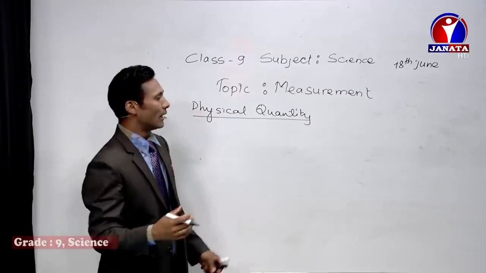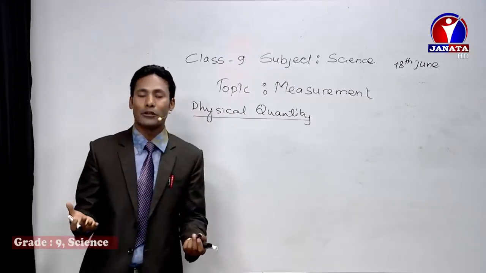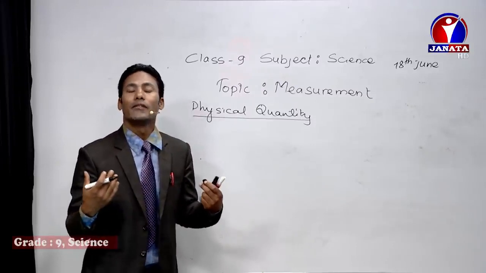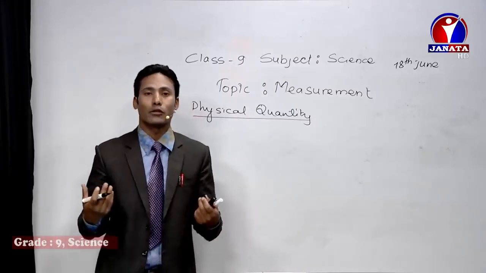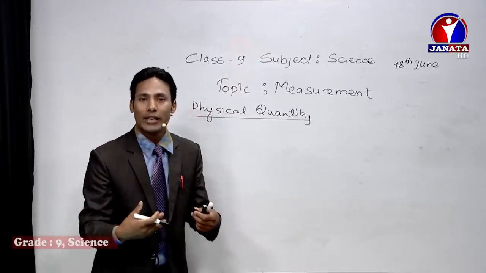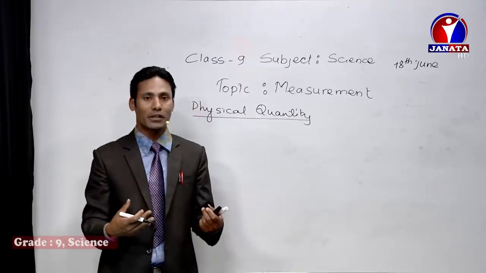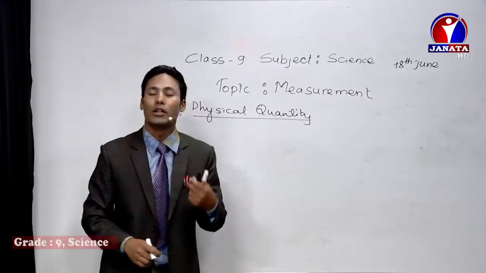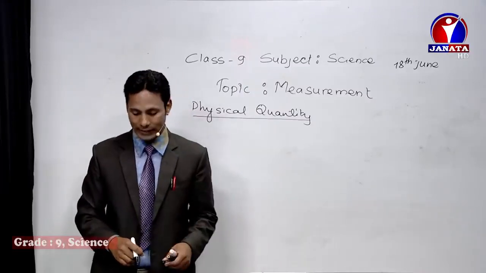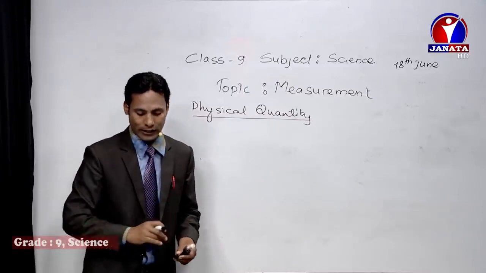For example, length I can measure directly by using a scale, so that is a physical quantity, right? Similarly, mass we can also measure, so that is also a physical quantity. Speed also we can measure. Acceleration also we can measure, isn't it? Height also we can measure. That's why all these quantities which can be measured are called physical quantities, right?